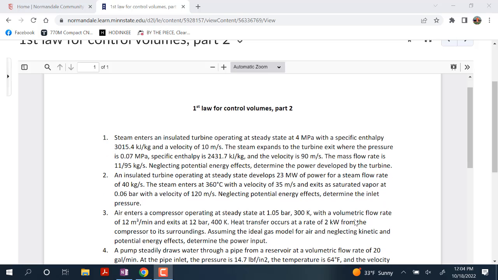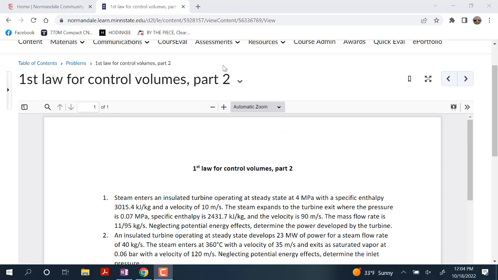We have a turbine. It's in steady state. It tells you the amount of power. It tells you the mass flow rate. And it gives you... okay, so I'll set that up. It looks like you're going to need to use tables for it.